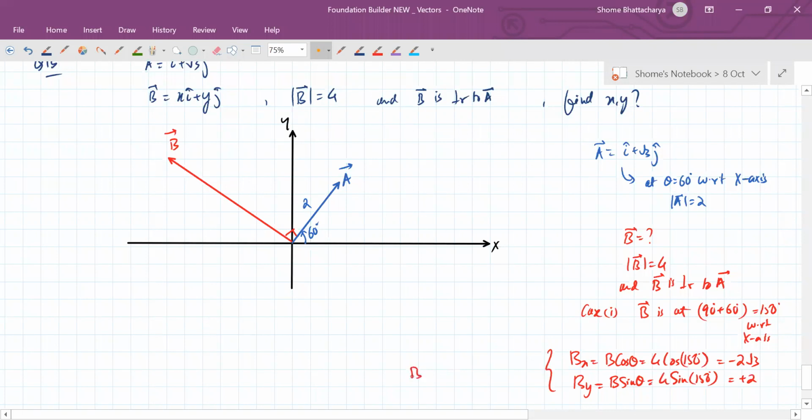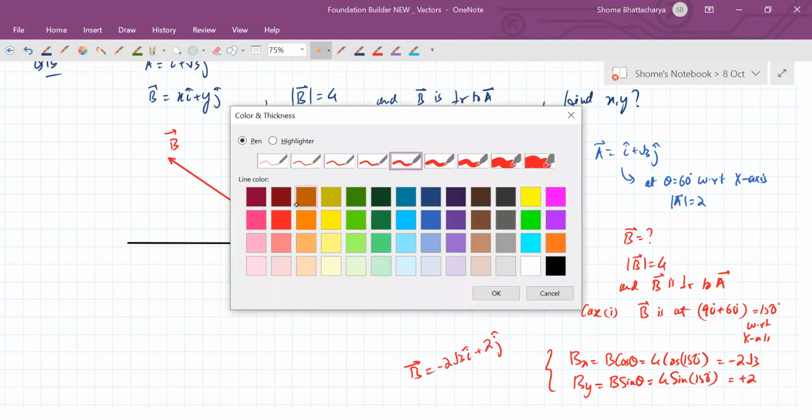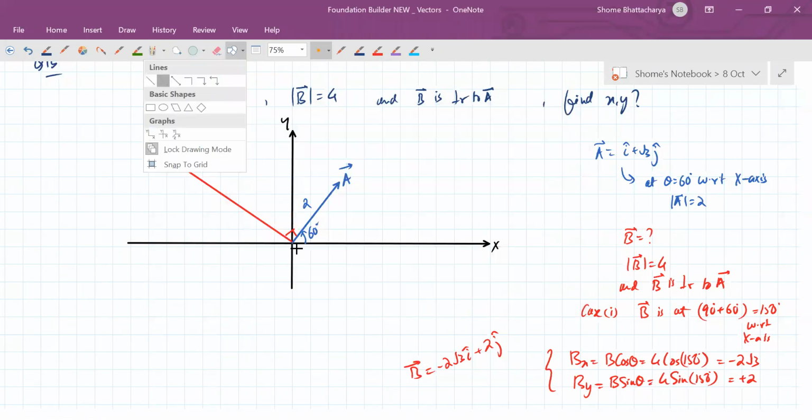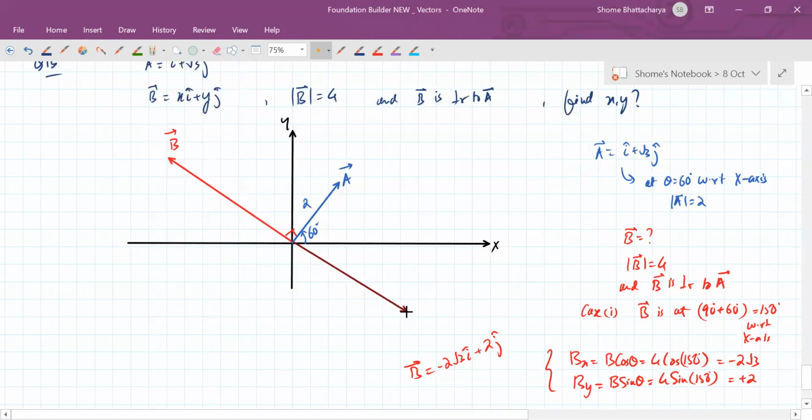So the vector B could be j. Now another possibility is also there. And that second possibility is that the vector B could also be lying like this, in this sort of direction. It could also be like this, because this is also perpendicular. So this angle is 30. So this is also possible.